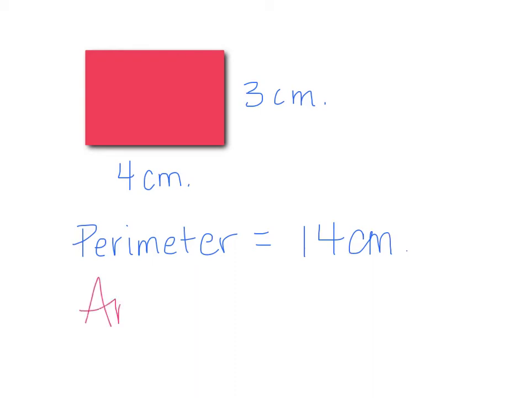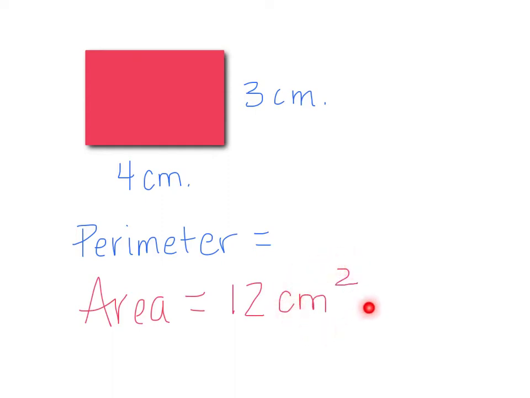Now the area of this rectangle is where you take the 4 times the 3, and that's to find the space inside this 2-dimensional shape. So 2-dimensional shape's area is the 4 times 3, and that equals 12 centimeters squared. The reason this is centimeters squared is because you're multiplying this centimeter times this centimeter. So how many centimeters do you see? 2 squared. Okay?